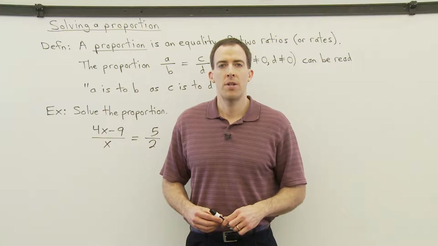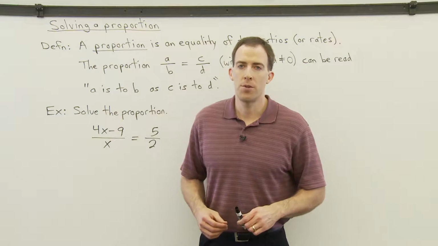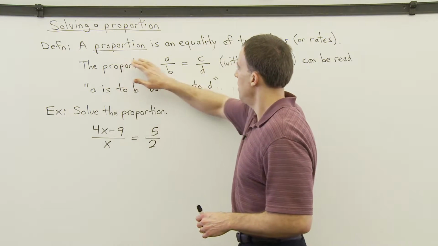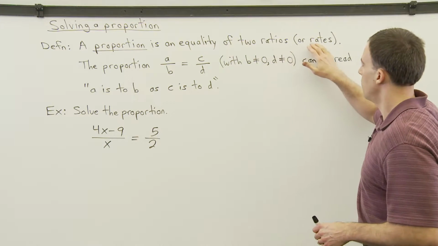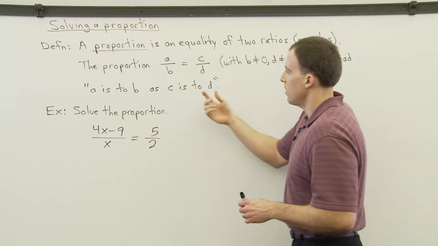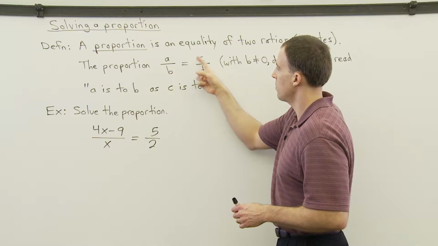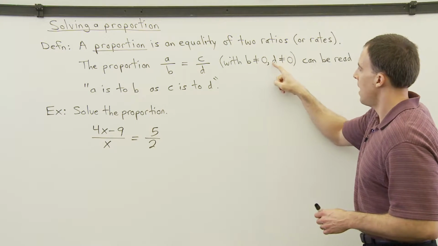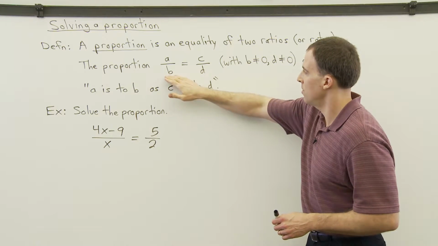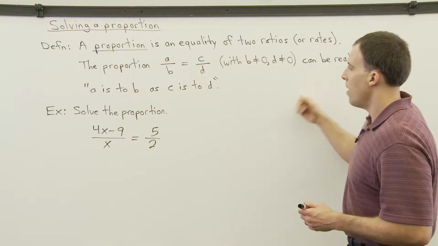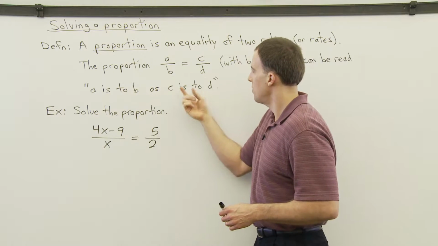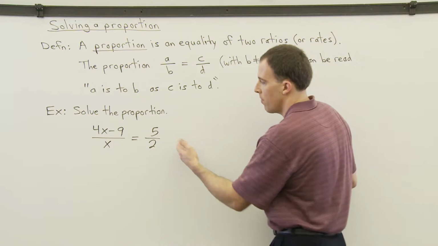Definition of a proportion and an example of how to solve a proportion. So a proportion is an equality of two ratios or two rates. It's basically just a fraction set equal to another fraction. So the proportion A over B equals C over D, with B and D not equal to 0, in other words, as long as the denominators are not 0, can be read as A is to B as C is to D.